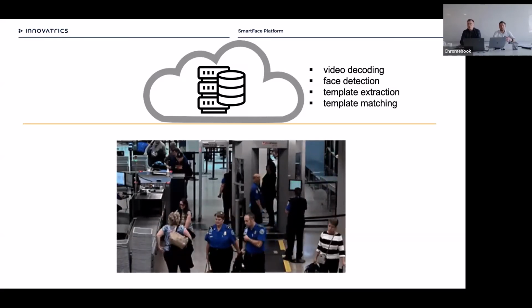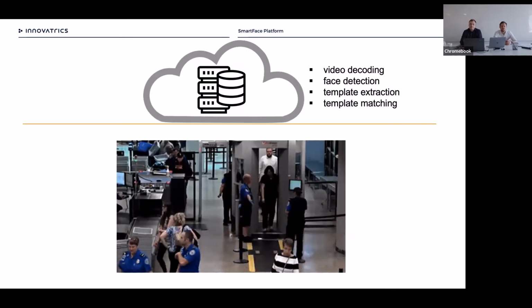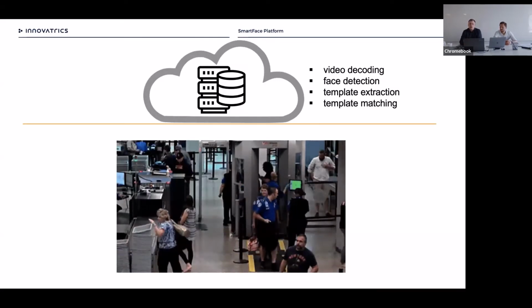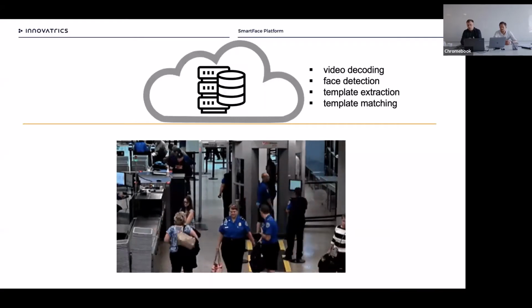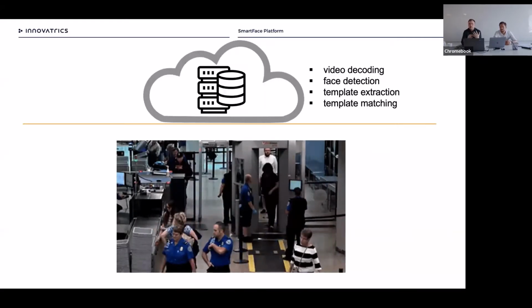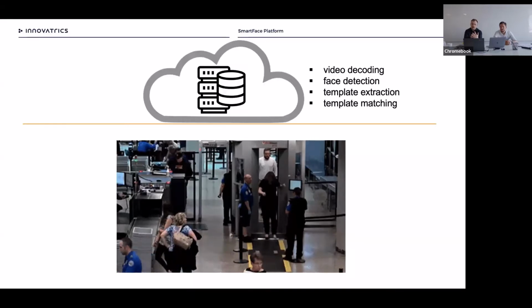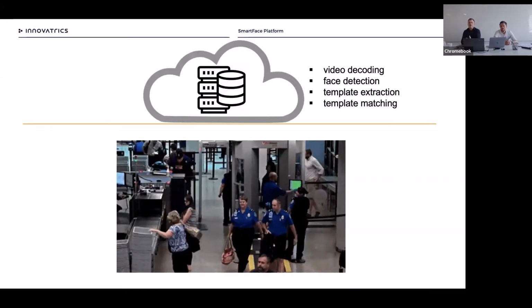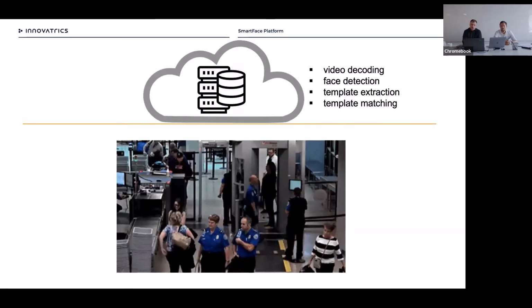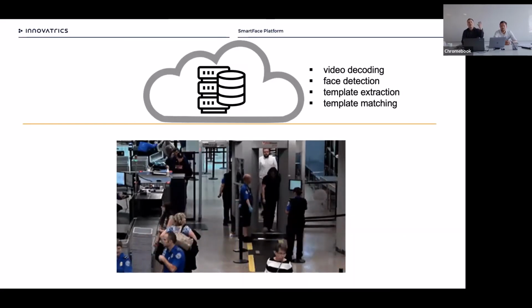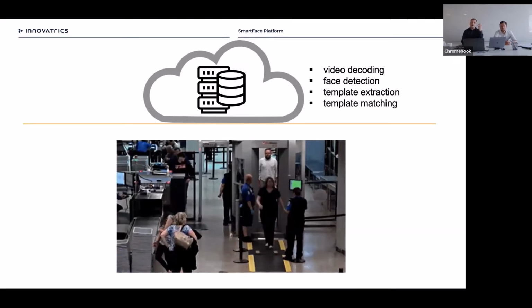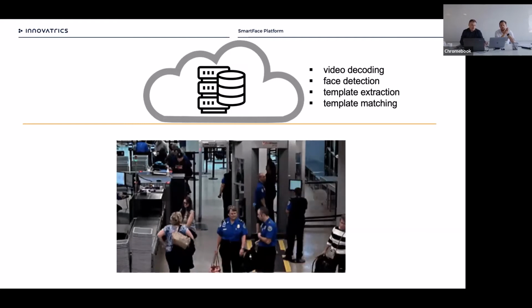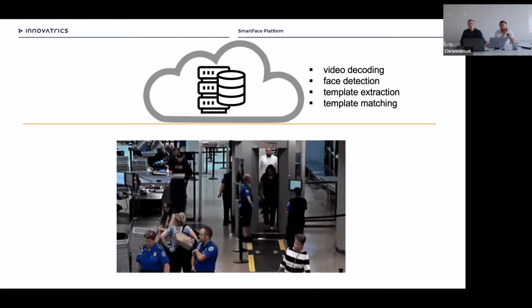First off, we have to decode the video that we are receiving from a camera. Then we have to look for objects and faces, so we are performing detection. Once we find faces, we have to extract so-called templates. So we have to calculate or compute a mathematically unique number that describes the uniqueness of a human face. And eventually we have to perform matching or identification. This template of a specific person, we're going to compare against all the templates on the watch list.